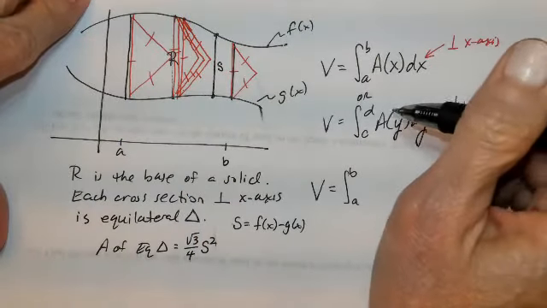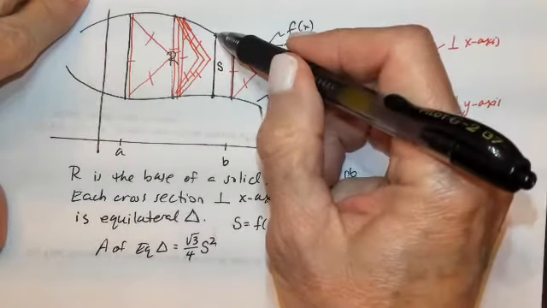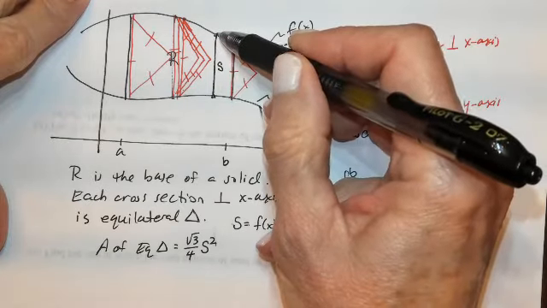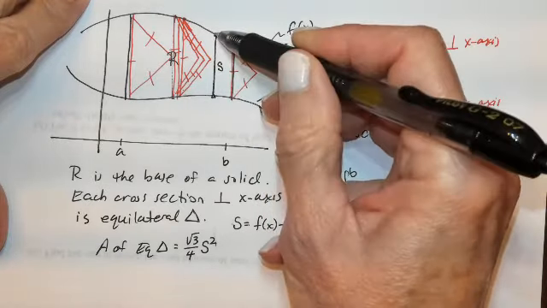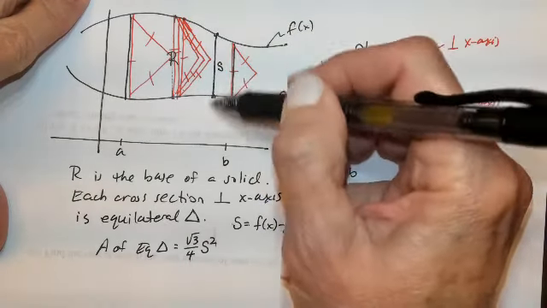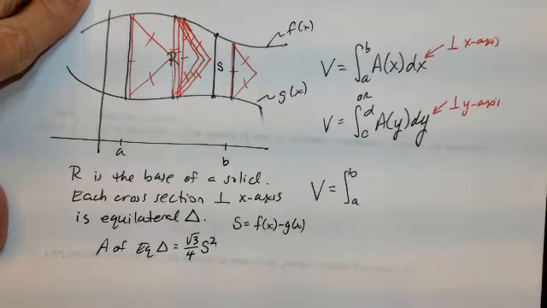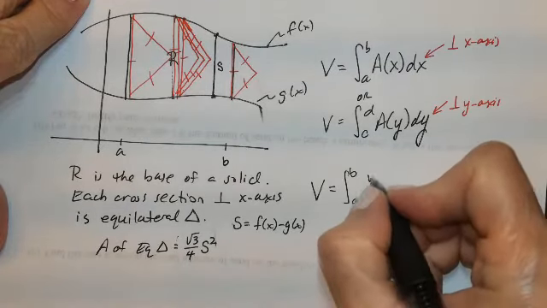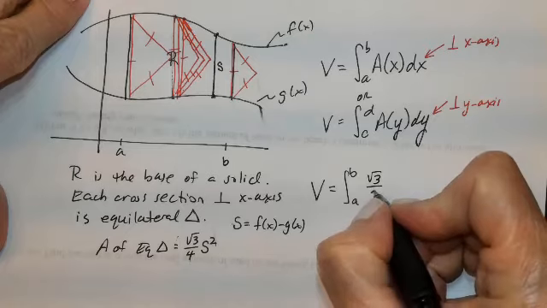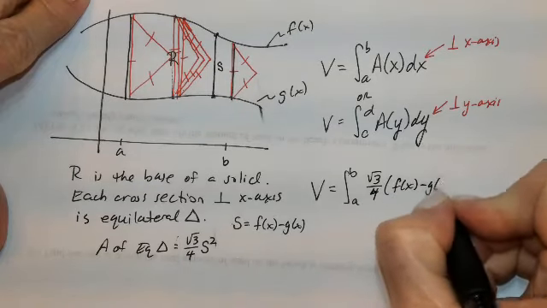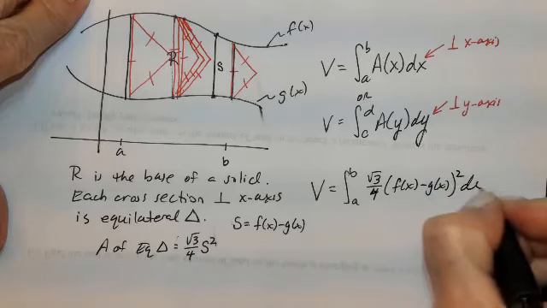And why f minus g? Why not g minus f? Because think of the y value here and the y value there. This y value is going to be greater than this y value. So of course you're going to subtract the top minus the bottom. You would never subtract the bottom minus the top. That would give you a negative distance here. So the area of an equilateral triangle for us is this, where s is f minus g. So our volume would be the integral from a to b of the square root of 3 over 4 times f of x minus g of x all squared dx.